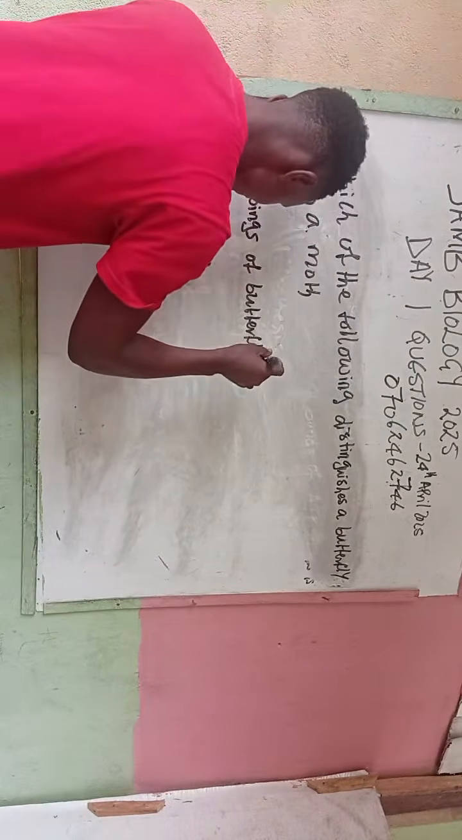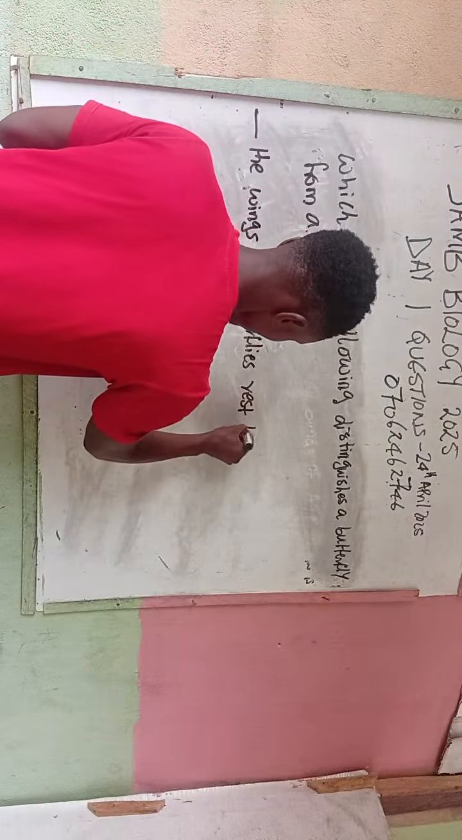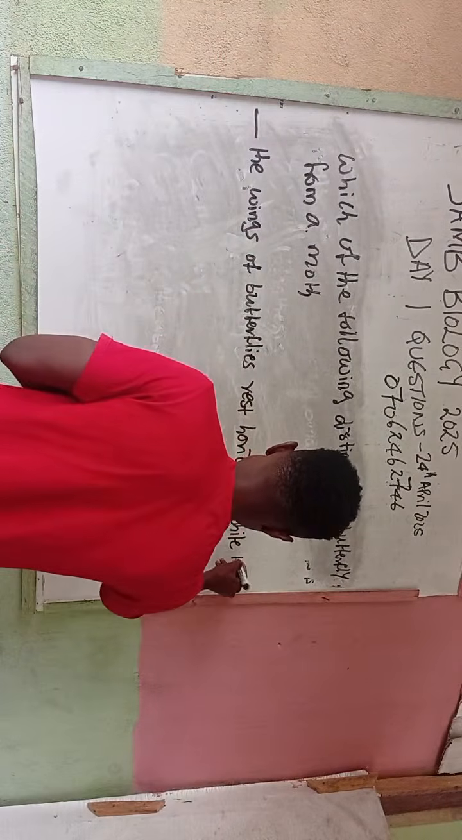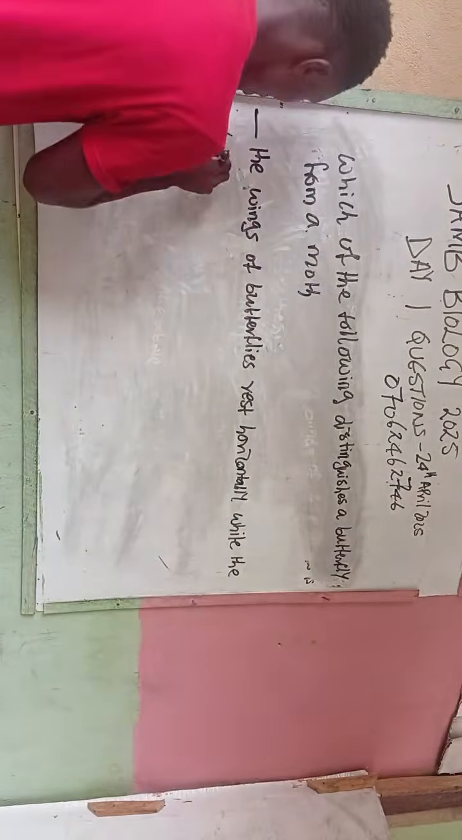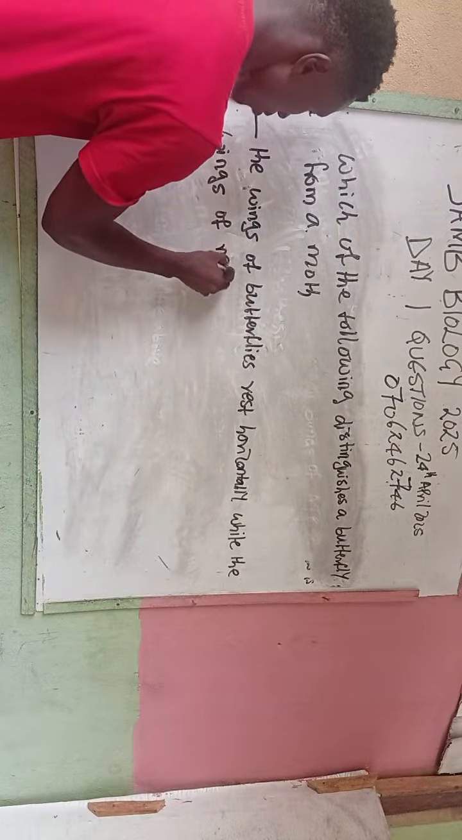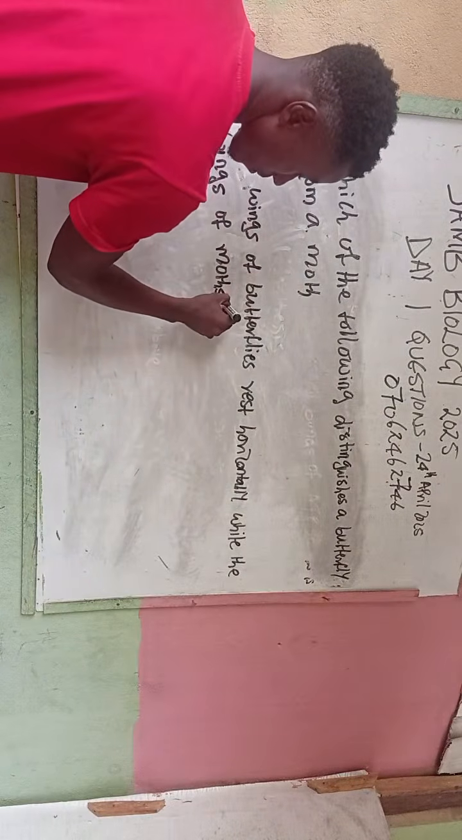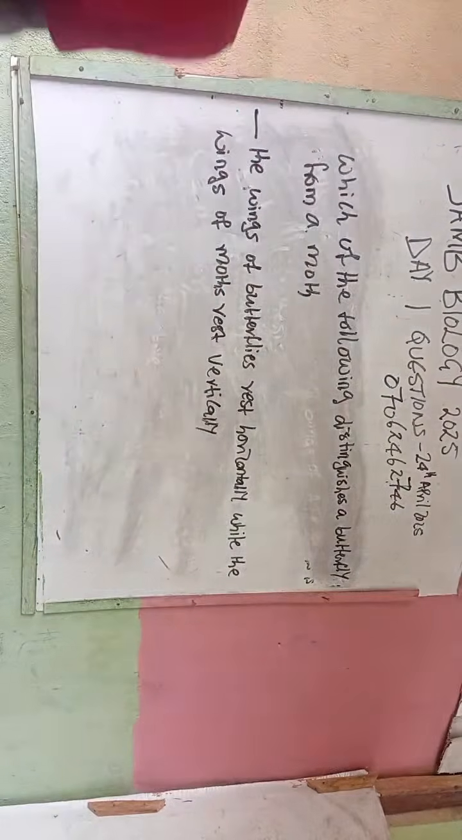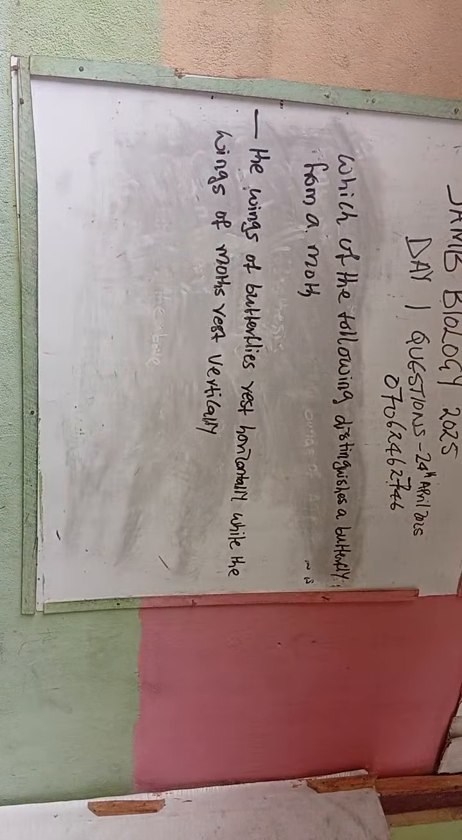The wings of butterflies rest horizontally, while the wings of moths rest vertically. There's no option for it, but that is the perfect answer I can give to you, because I have seen it in past questions. The wings of butterflies rest horizontally, while the wings of moths rest vertically. So that is just it.